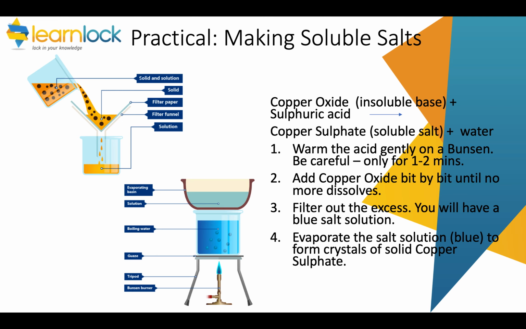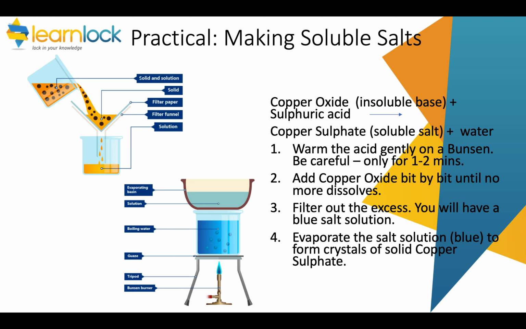How could you make a soluble salt? Well, an example of making this would be using copper oxide and sulfuric acid. If you join those together, you would form copper sulfate and water. First of all, you would warm the acid gently on a Bunsen, very carefully, only for a few minutes. You can't heat acid for a long period of time.